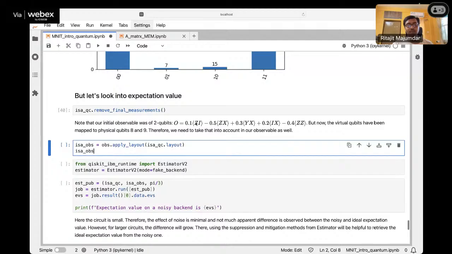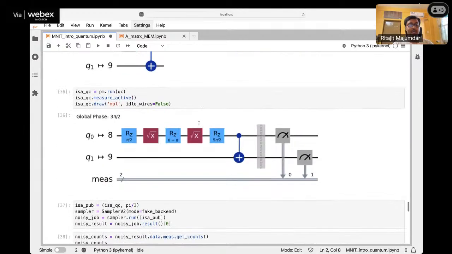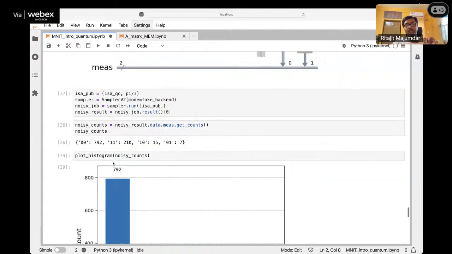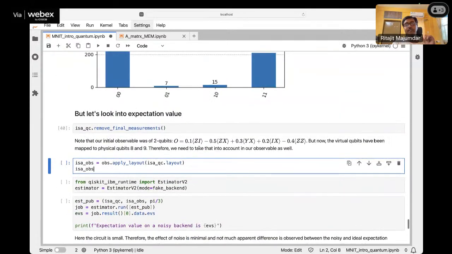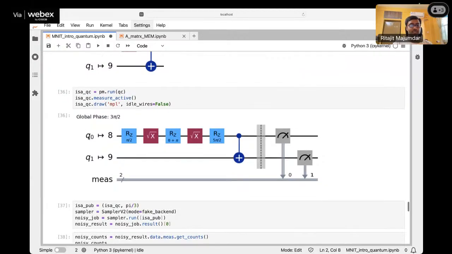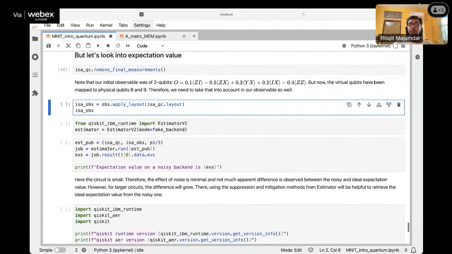See, these are defined over 2 qubits, Zi, 2 qubits. I have placed my Q0 on physical qubit 8 and Q1 on physical qubit 9. So if I now say, okay, I'll measure Zi on physical qubits 1 and 2, this is incorrect. I need to make sure that when I have changed my Q0 to 8 and Q1 to 9, my observable should also reflect that. Otherwise, my measurement is incorrect, right?